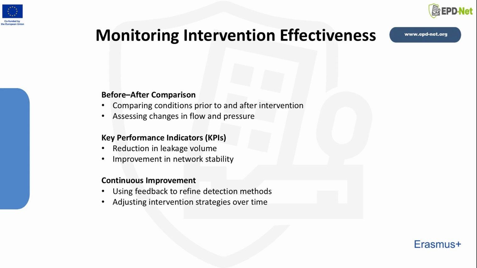Key performance indicators, or KPIs, are used to measure success. Typical KPIs include reductions in leakage volume, stabilization of pressure levels, and improved overall network performance. These indicators provide objective evidence of intervention effectiveness.